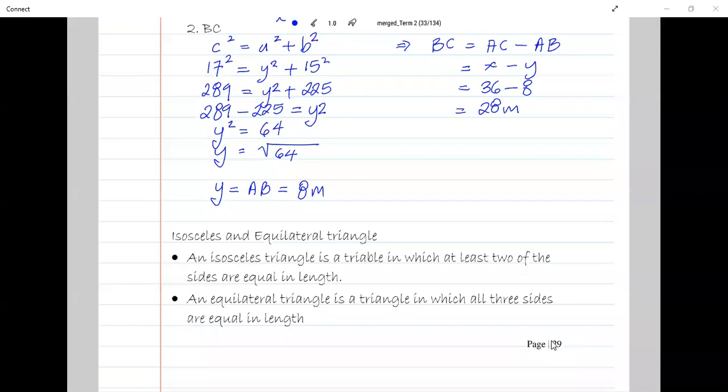An equilateral triangle is a triangle in which all three sides are equal in length. So the isosceles triangle, at least two of the sides are equal. The equilateral triangle is a triangle in which all three sides are equal in length.